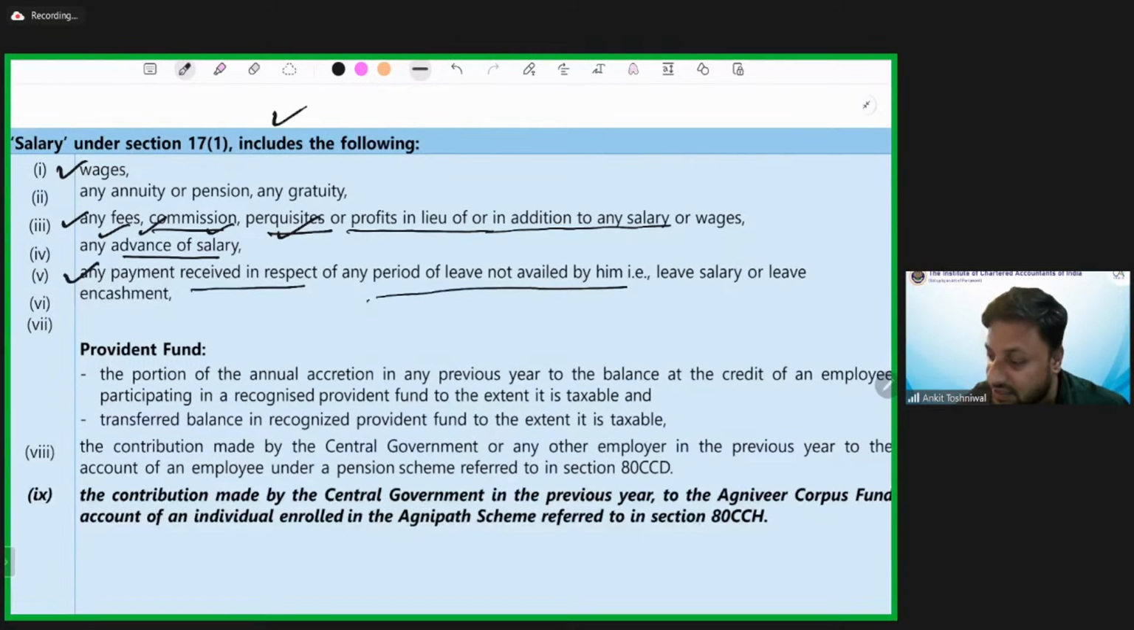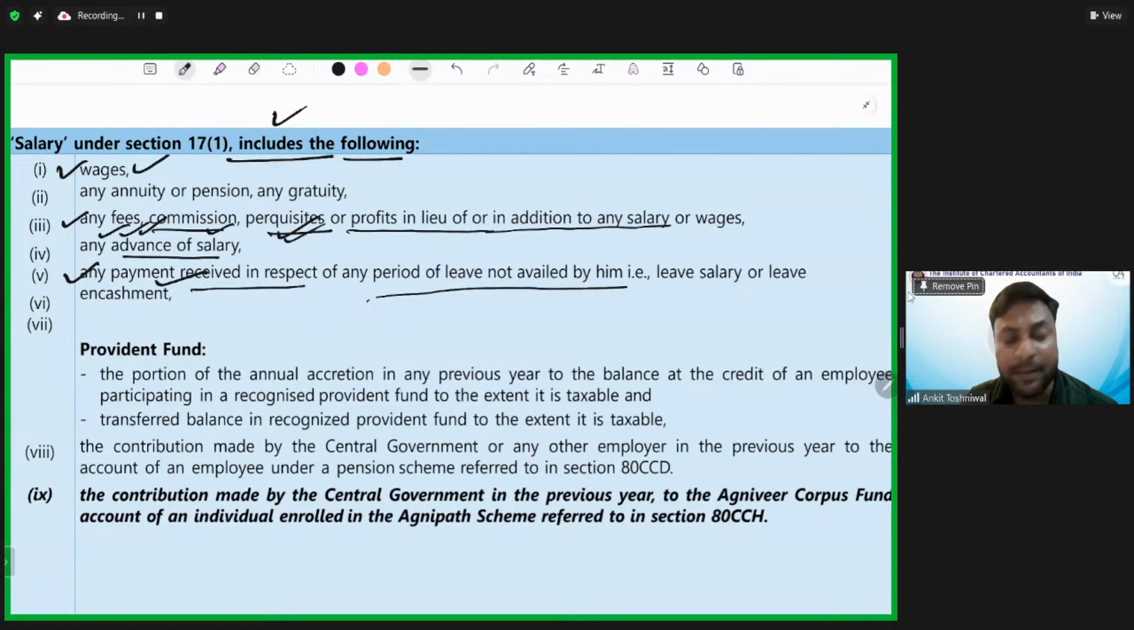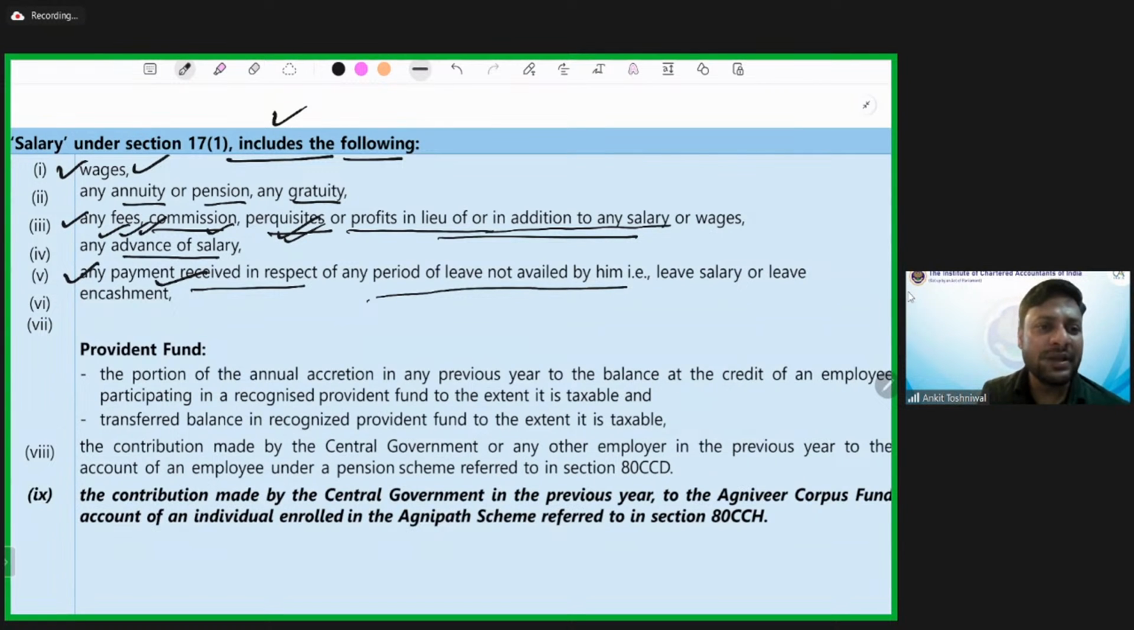This is the definition and it's an inclusive definition. It's not that only this will be salary. This is not an exhaustive list. It includes the following: wages, leave encashment, fees, commission, perquisites, which I discussed, non-monetary benefits, profit in lieu of salary, gratuity, pension, annuity. Annuity or pension is similar.